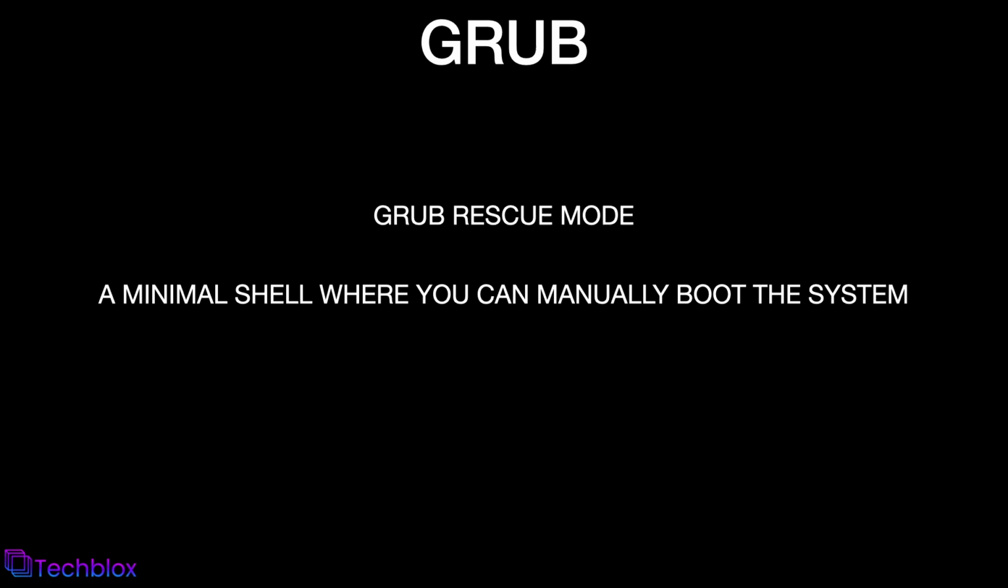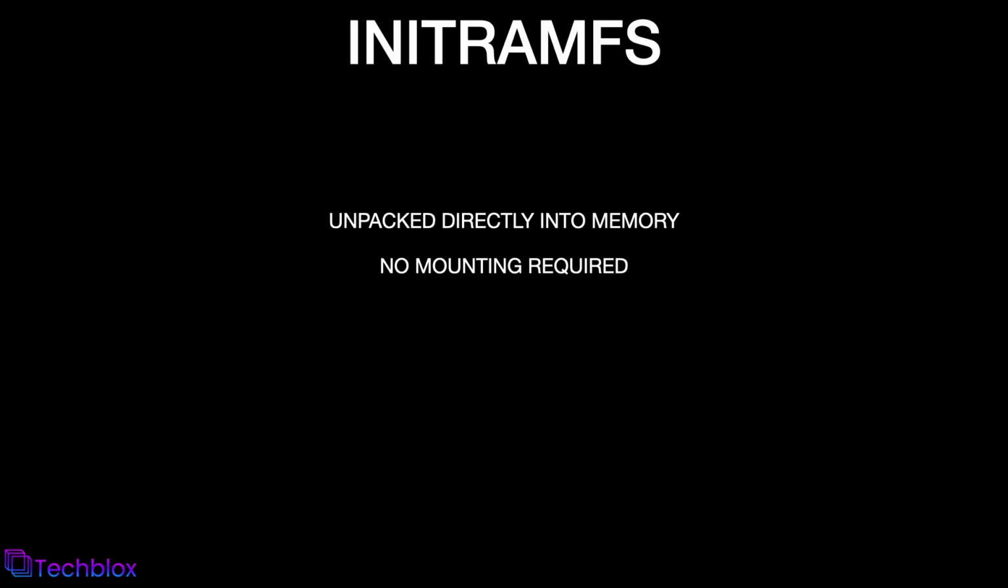In the past, Linux used something called initrd. It was a block device image that had to be mounted separately. The newer initramfs is more efficient. It's unpacked directly into memory, doesn't require mounting, and gets cleaned up automatically once the real root is mounted. Both initrd and initramfs serve the same core purpose. They bridge the gap between early kernel initialization and access to the actual root file system. But today, almost all distros use initramfs by default.